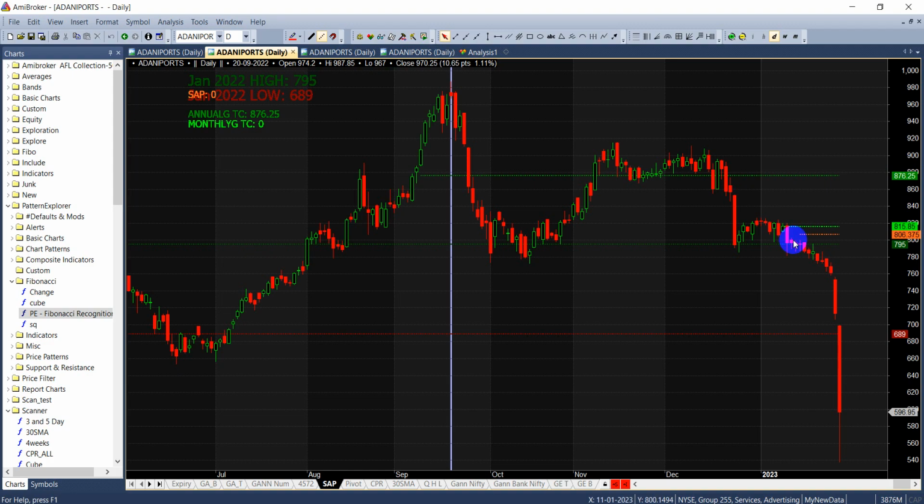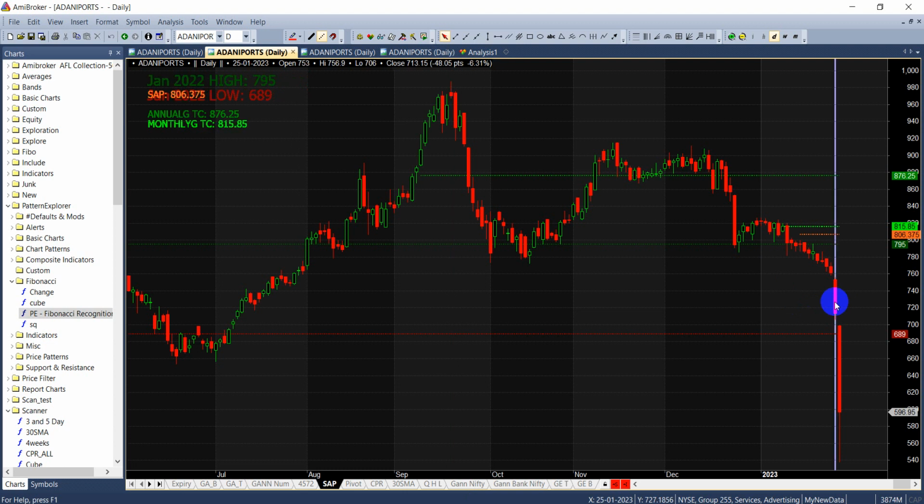Now 26 Jan was a holiday, so if you take one day before, 25th, and 26th again, we can see such a big fall of around 16% in the stock. Now how can we capture this? This is fine, we know it's an important time cycle date.